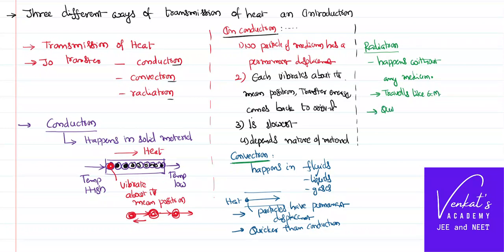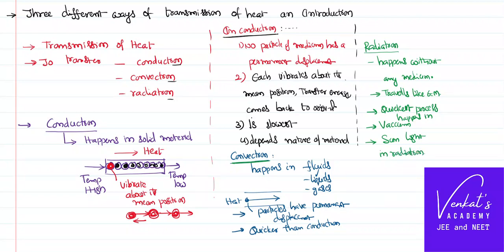So it is the quickest process. Transmission of the heat in radiation happens in the quickest possible way. There is no need of a medium. It can happen in vacuum also. It happens in vacuum. So the sunlight coming all the way from the sun to the earth happens via radiation.